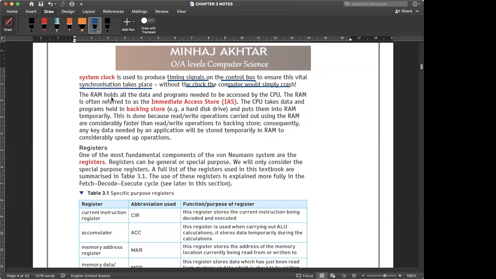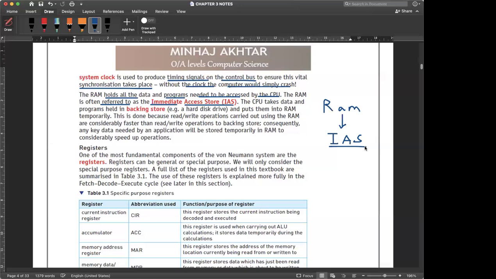So the RAM holds all the data and programs needed to be accessed by the CPU. The RAM is often referred to as the immediate access store. So we have a new name for RAM. As you know, what is RAM? Random access memory, right? So RAM has a new name. What is the new name? Immediate access store. Very good. Immediate access store. So this is a new name for RAM.